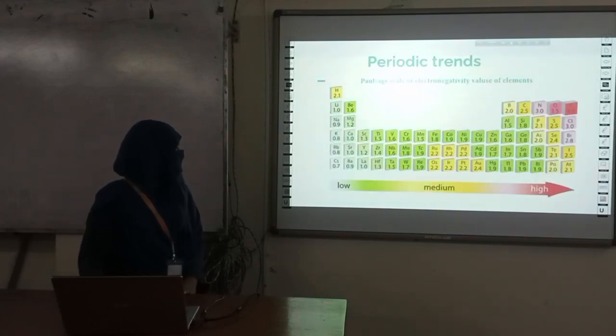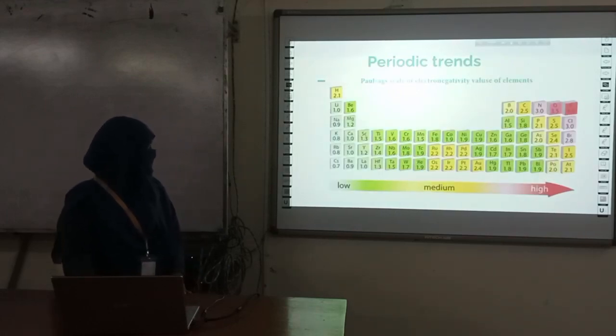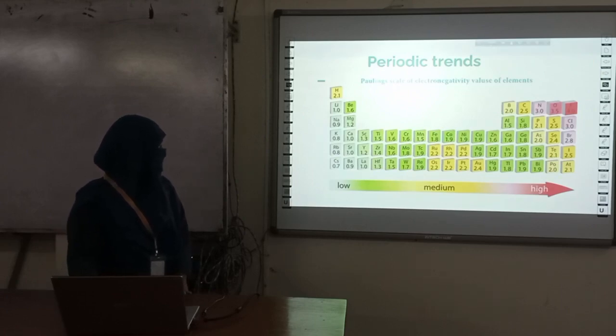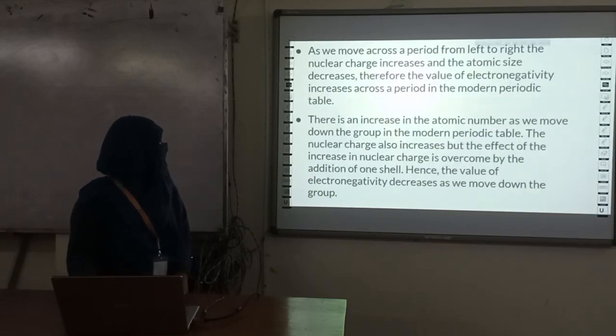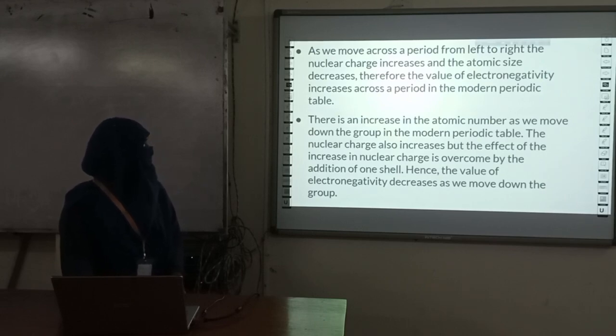Periodic trends. In this periodic table, we can see that if we move left to right in the periodic table, electronegativity increases. As we move across a period from left to right, the nuclear charge increases and the atomic size decreases. Therefore, the value of electronegativity increases across a period in the modern periodic table.